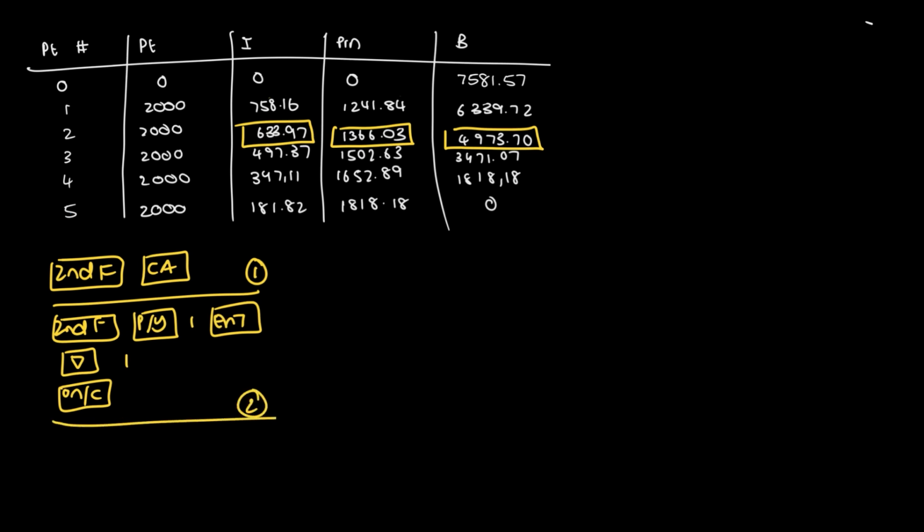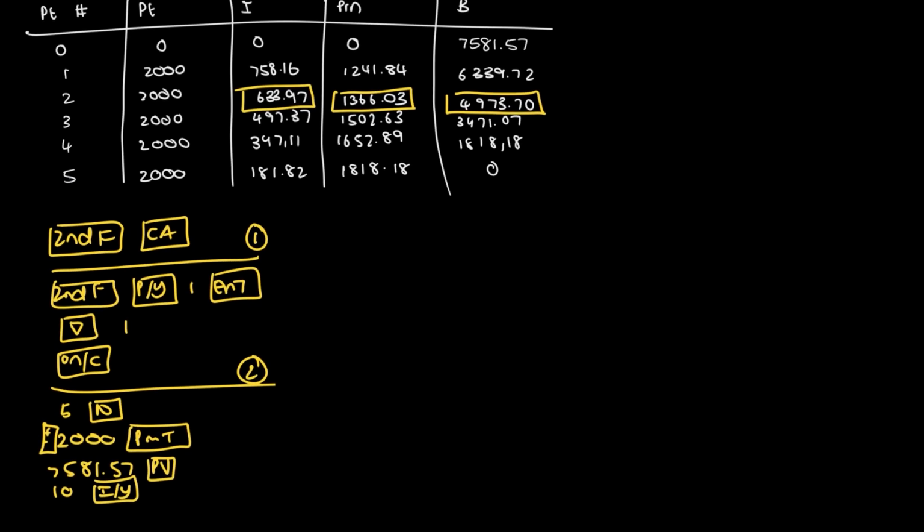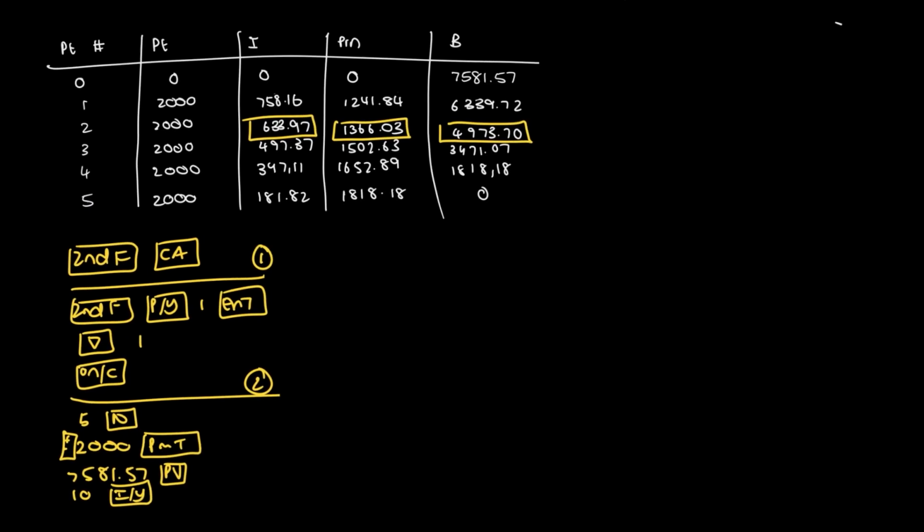Now here we put in all the information to get to the very end. So we're going to have the 5 because it's 5 payments. We'll have the plus minus 2,000 because the payments are 2,000 Rand. And we're going to put in the 7581.57 as our present value and our 10 IY. Now what we're going to do is we're not going to compute anything. Let me just move the screen a bit because that's going off the screen. There we go. So we're not going to compute anything.